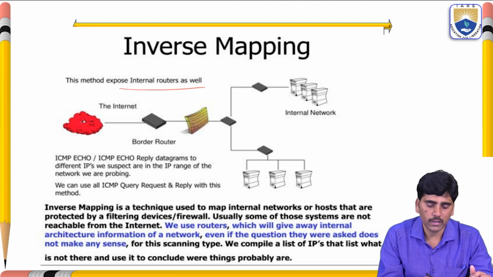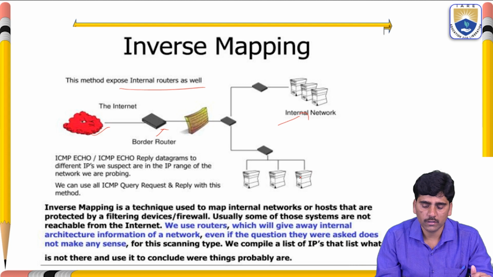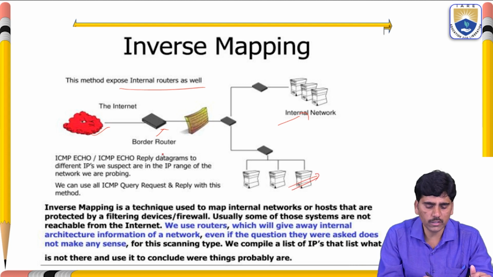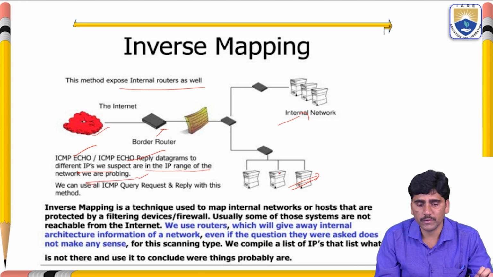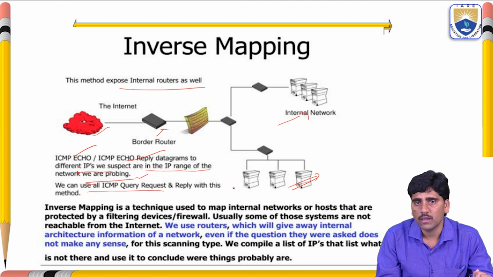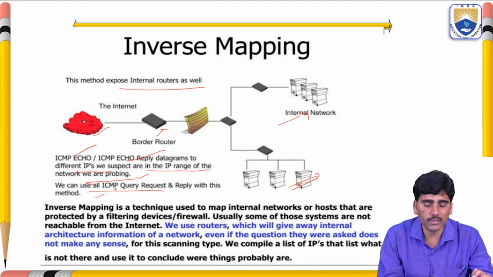So here we have the internet, the border router and the internal network, and these are the different types of internal networks. Here ICMP echo reply datagrams are sent to the different IPs which are suspected to be in the IP range of the network we are probing. So we can use all ICMP query requests and replies with this method.